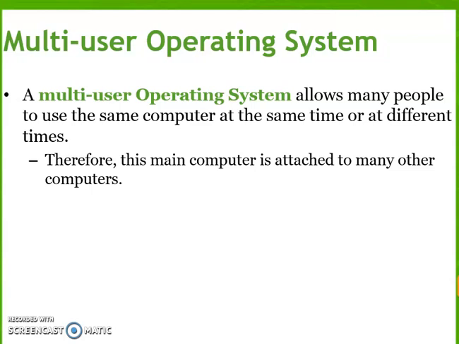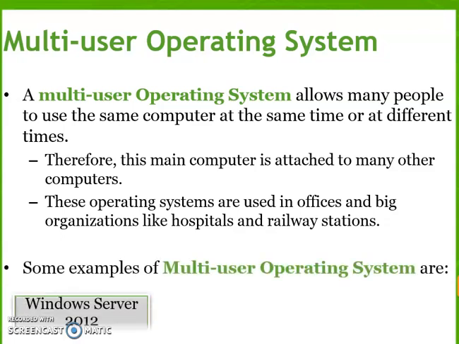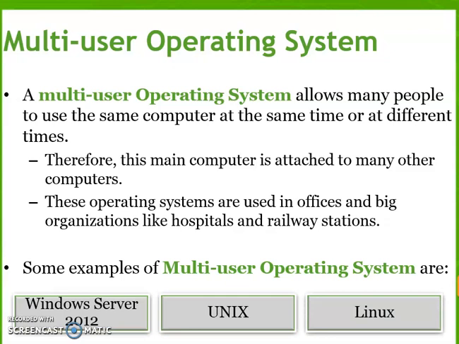So that is a type of multi-user operating system. There will be one main computer and some other computers attached to that computer. These types of computers are mostly used in organizations, banks, hospitals, railway stations, and airlines, where one main computer is connected with every computer and monitors what every person is doing on their computer. For that, Windows Server, Unix and Linux types of operating systems are used.